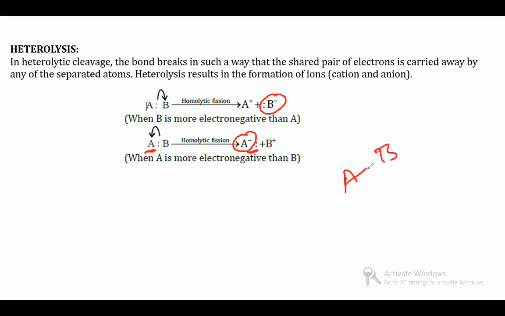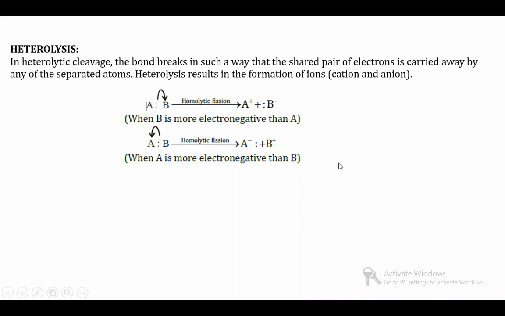This is A and this is B. One electron from A and another electron from B are shared with each other, forming a covalent bond. If A is more electronegative, A can drag the pair of electrons towards itself, and the electron density on B is less, hence B gets a positive charge and A gets a negative charge. This is how heterolytic cleavage takes place in an organic molecule.